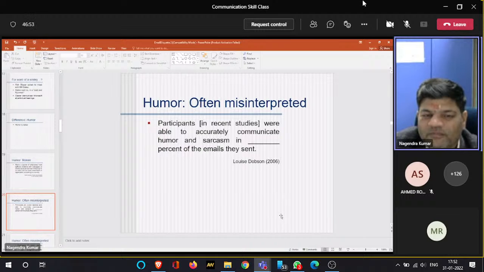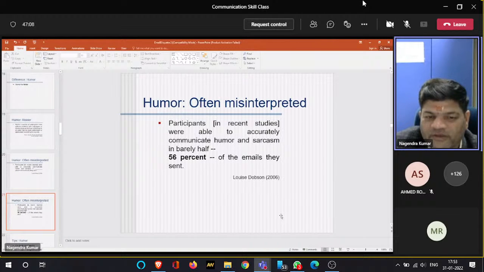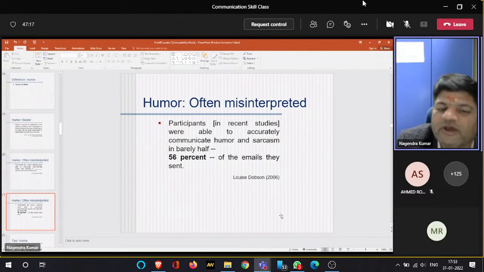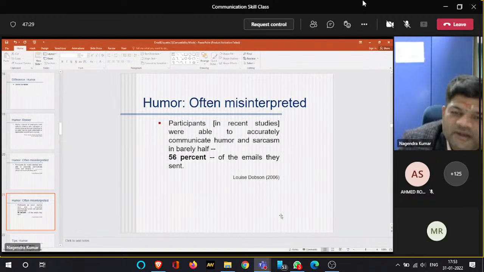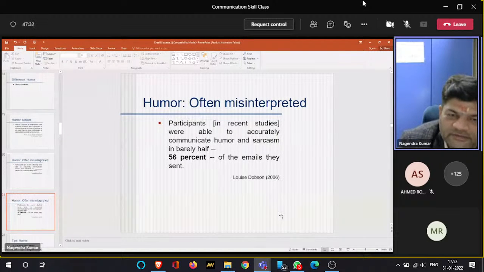So, participants in recent studies were able to accurately communicate humor and sarcasm in how many percent of emails they sent? According to Louis Dobson, 56% of the emails. Fine. So it is more than 50%. So there are more than 50% chances of your humor and sarcasm getting misunderstood. And that is why it is recommended that in a serious professional email, you be to the point and be professional. Don't be too personal.